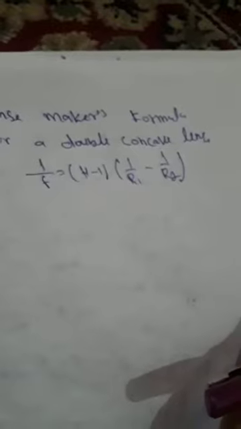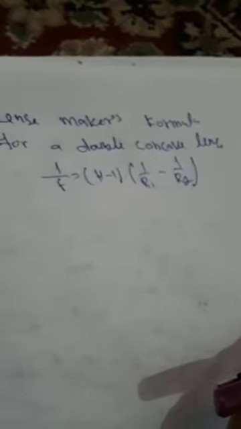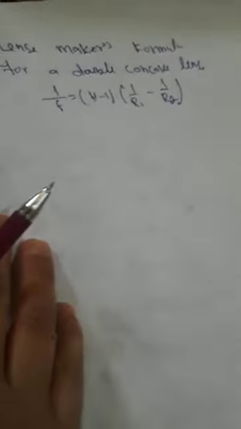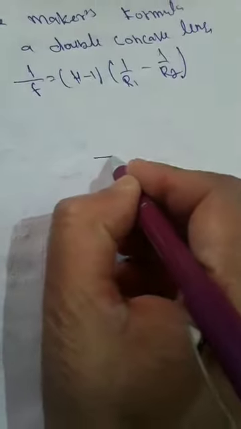Now this is again today's topic, lens maker formula for a double concave lens. In the previous class we derived the lens maker's formula for a double convex lens. Today's case is for a double concave lens. We take again a lens here, a double concave lens.